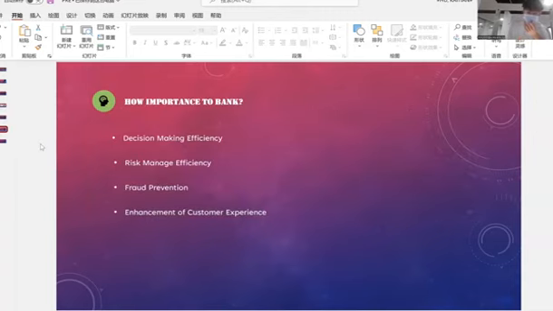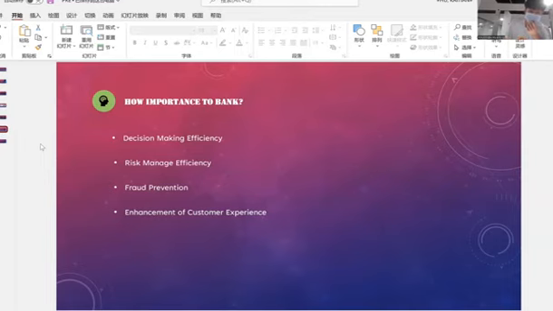And for this model, I think it could be quite helpful for the bank, mainly in four parts. First, decision-making efficiency, because it would not need to be handled just by the staff, and this model can give more objective decisions than human beings.